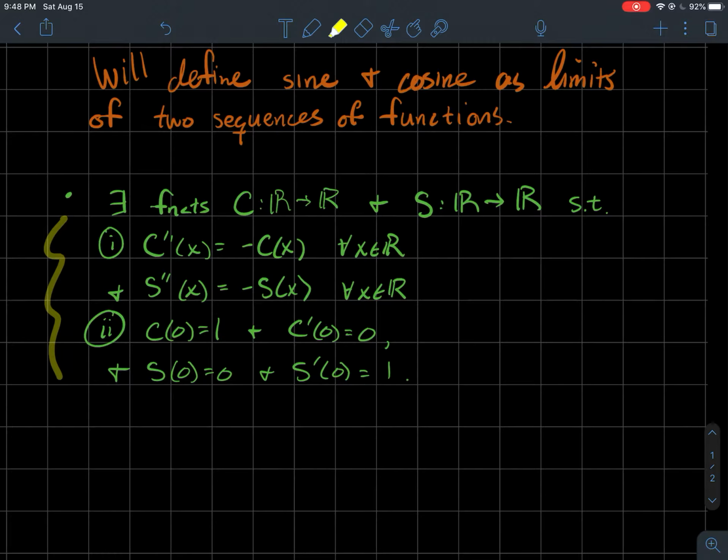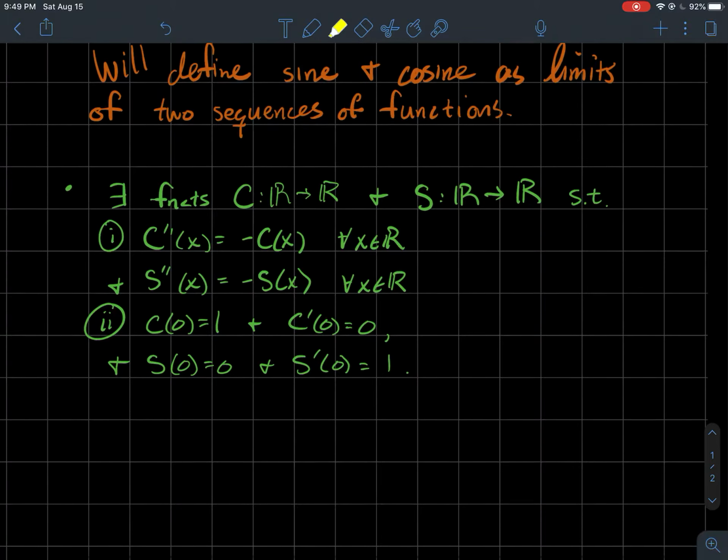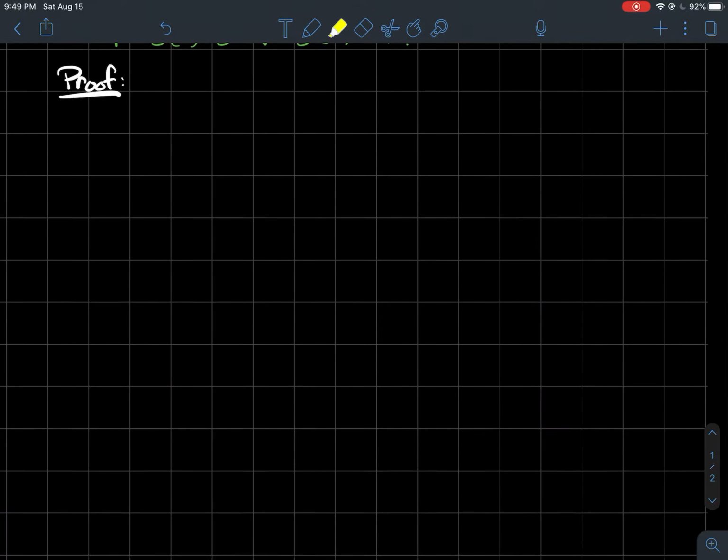So let's try to prove that these two functions actually exist. And again, we will call them sine and cosine later on. I'm just kind of telling you, if you feel like that's what they are, you're right. So let's prove that these two functions exist. So here's the proof. It's a little bit long.